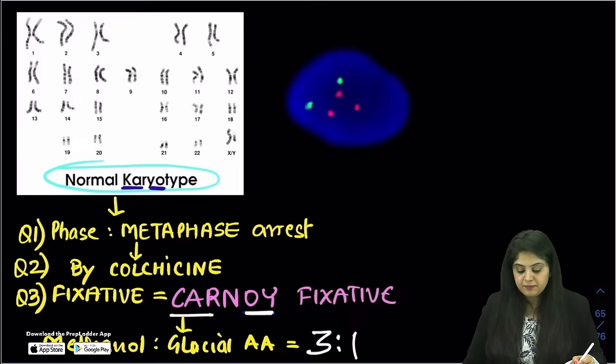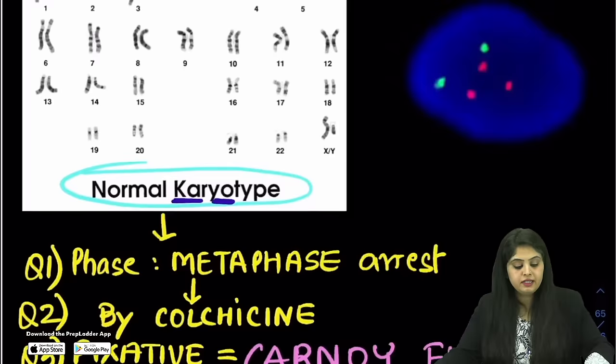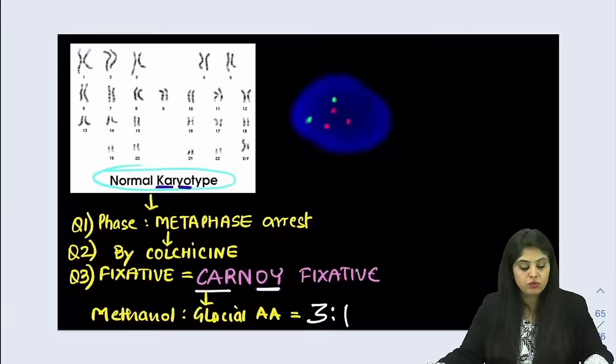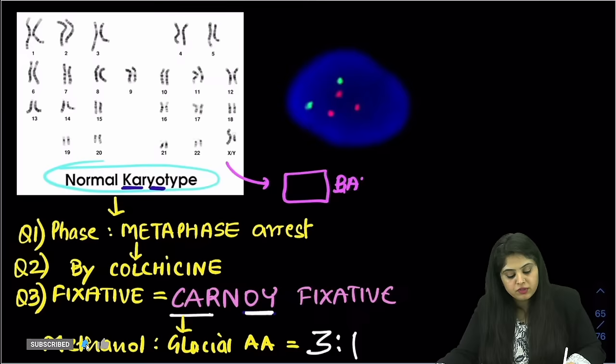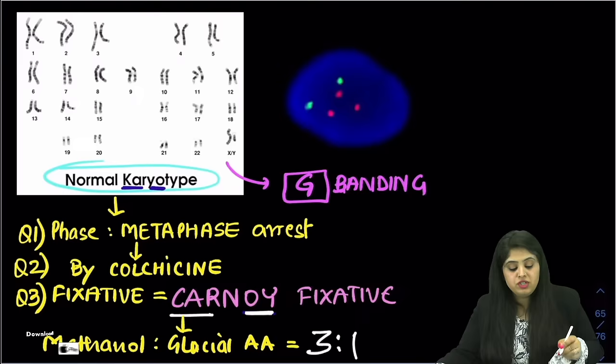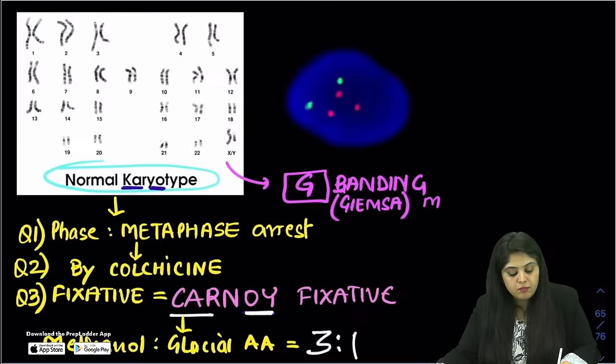Okay, moving ahead, this was a normal karyotype. There is no abnormality in it. There is no trisomy, monosomy. All of them are nicely in pairs. It's a totally normal karyotype. So what staining had been done for this? Which banding, guys? Which banding has been done for this? The very famous G banding. G basically, Giemsa banding. Giemsa is the most common banding that is done. So that was the karyotype.